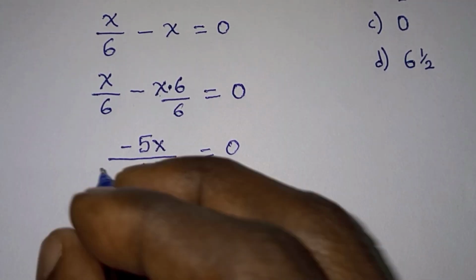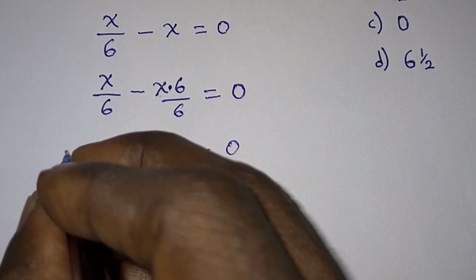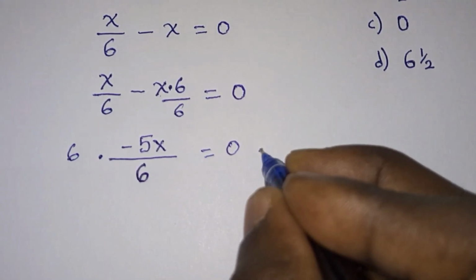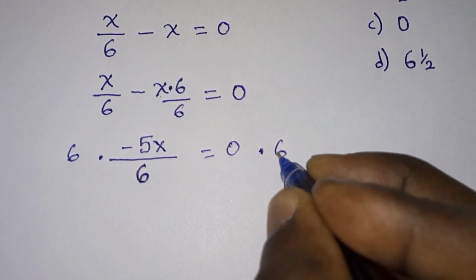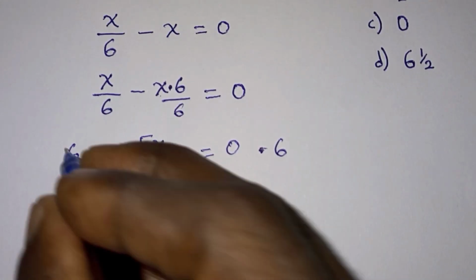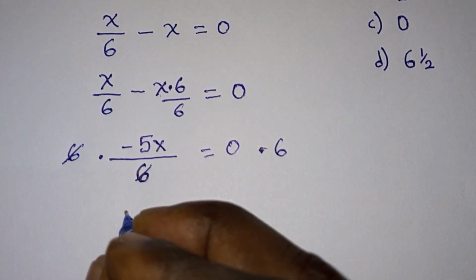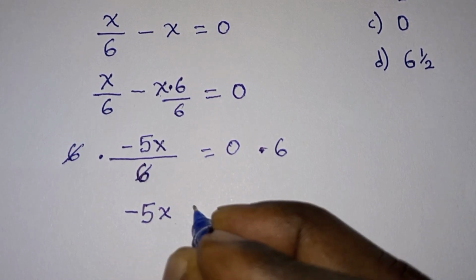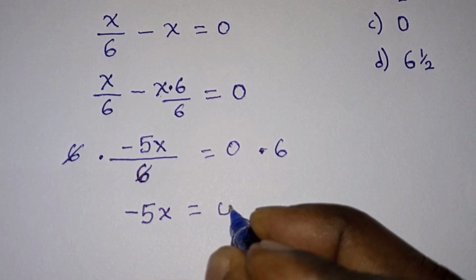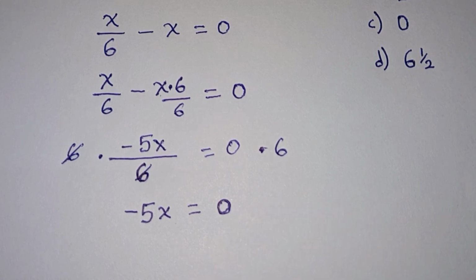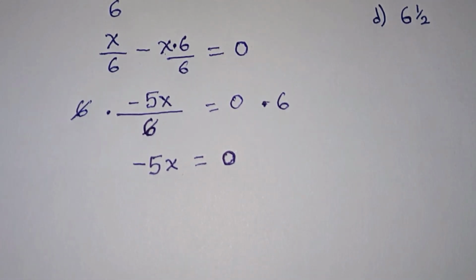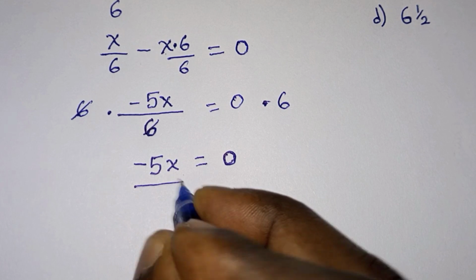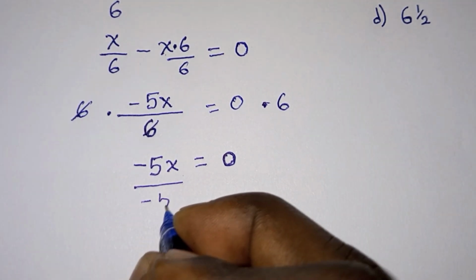Then from here, we will multiply each side of the equation again by 6, so that this and this will go. On the left-hand side, we have negative 5x. And on the right, we are left with 0. 0 times 6 is 0. Now to get x, let's go ahead and divide through by negative 5.